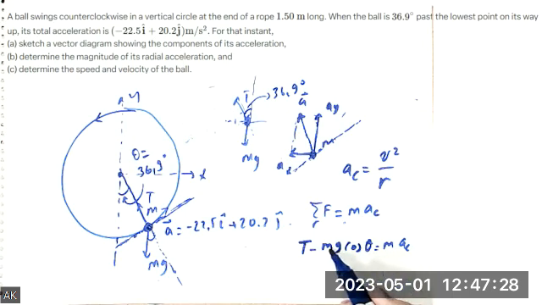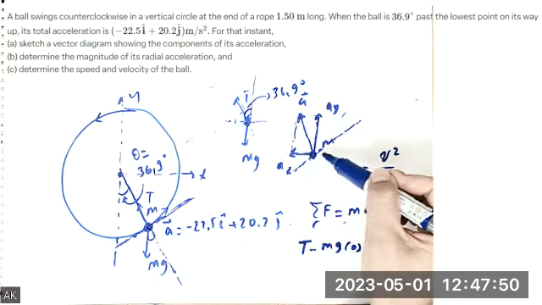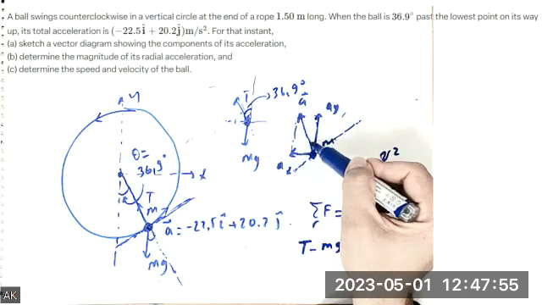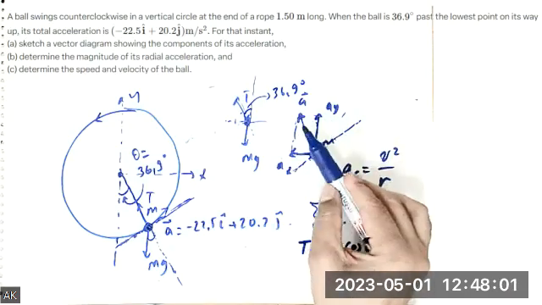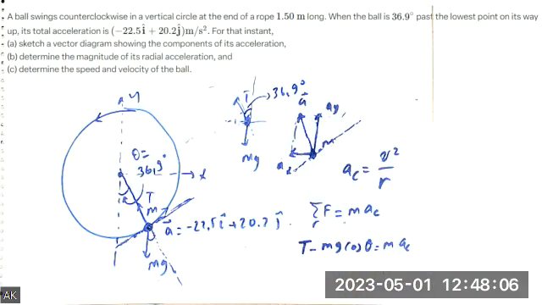But the thing is, we don't know what m is, and we don't know what T is. All we know, in fact, is the total acceleration. From that total acceleration vector, we may not need this equation to find the radial acceleration, because we know the components. This total acceleration vector does not mean that this line is going toward the center. This is the acceleration vector.